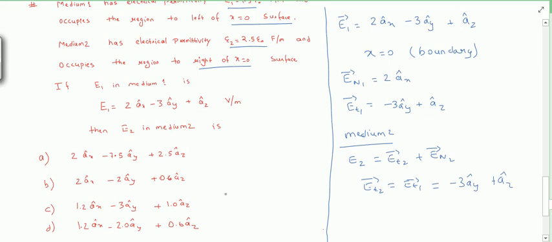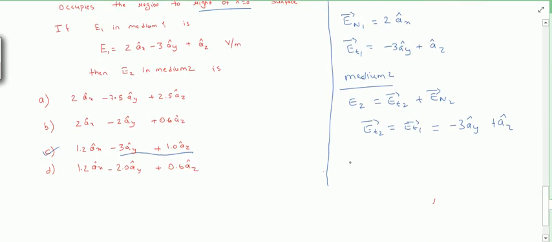So you can see from the given options there is only one option with this tangential component, that is minus 3ay cap plus 1.0 az cap. So you can directly take the correct option as the answer. Anyway, let's find out the normal component. How is the normal component related?